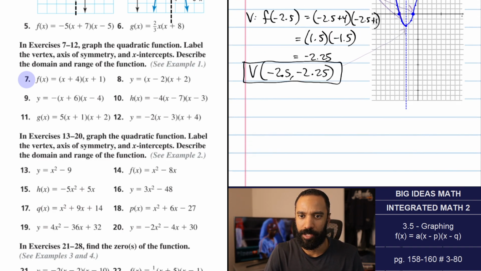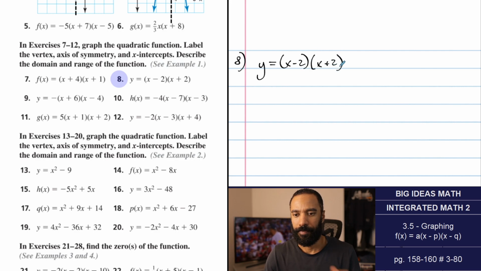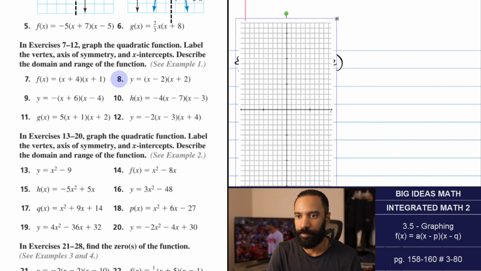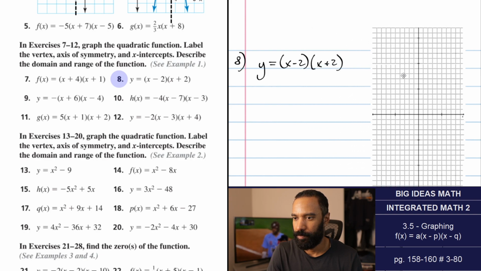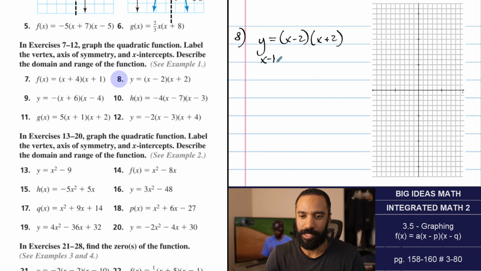Okay, number 8. Oh, let's do the next page. Number 8, y equals (x - 2)(x + 2). X-intercepts are at 2 and negative 2. So I can begin with these guys right here.